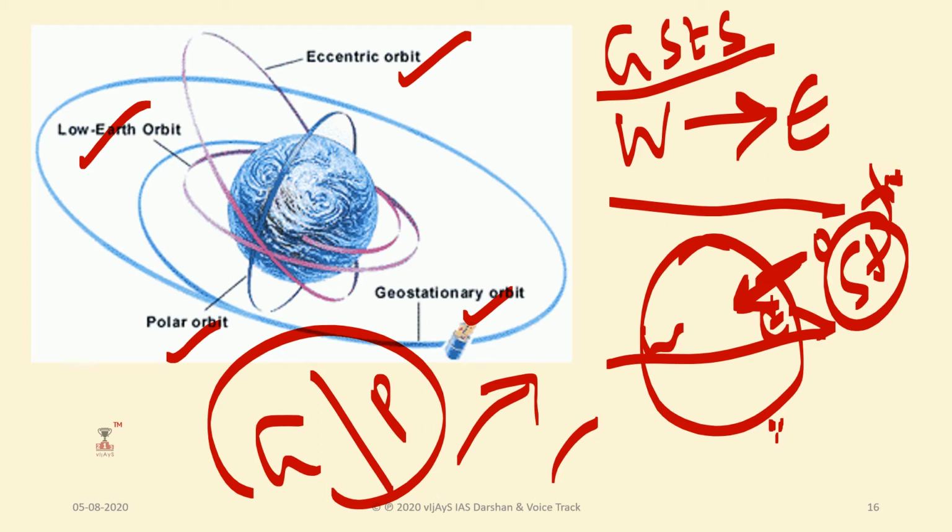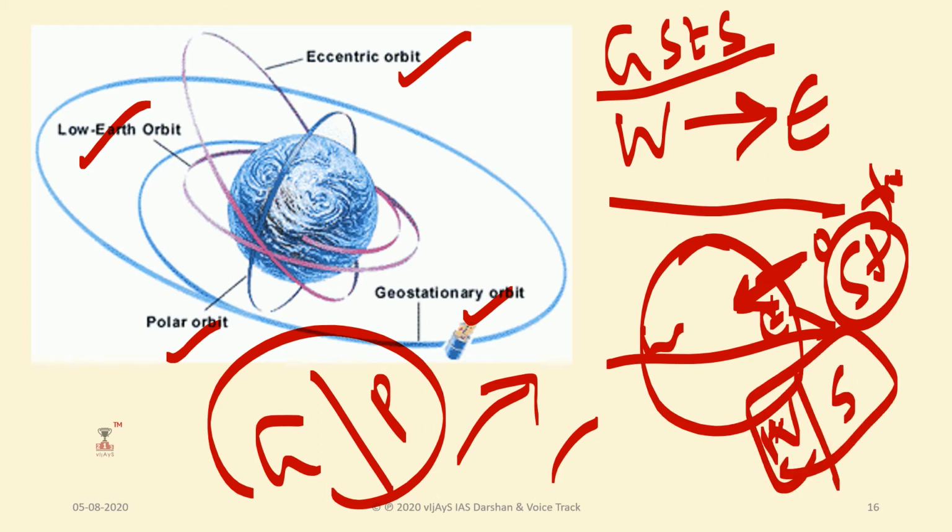And polar orbiting satellites travel in a north and south direction. You know very well about that. That means it will cover the north and south direction all the time, and these will cover the entire globe one strip at a time. That means it will scan the entire globe in a strip while moving.